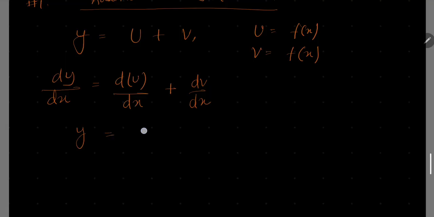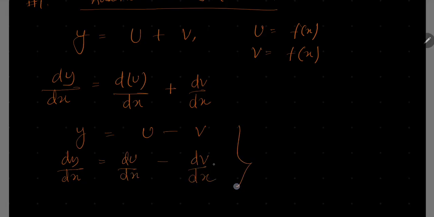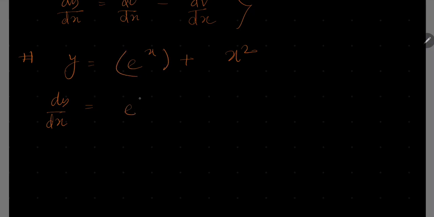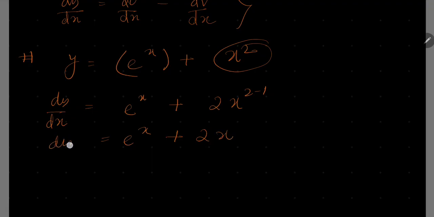Similarly, if y is equal to u minus v, the differentiation of y with respect to x is du by dx minus dv by dx. This is the rule. Okay, let's do a simple question. y is equal to e raised to x plus x square, and we have been asked to find the differentiation of y with respect to x. How will you do this? You will differentiate this one by the formula list. The answer is e raised to x. By the formula list, it is 2 x raised to 2 minus 1, which gives e raised to x plus 2x. This is the answer, right? Similarly with the minus.